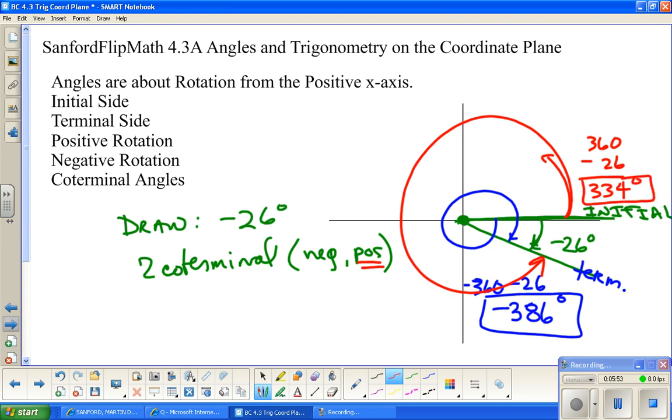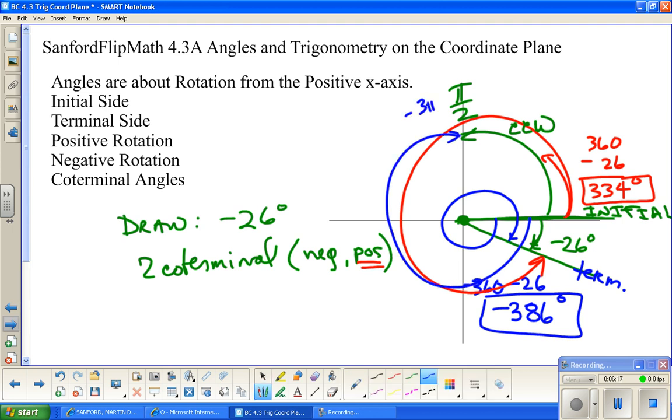Okay, all right. So that's what we're talking about in terms of going forward or backwards, positive or negative. Probably worth noting that I can also do all of this in radians. So for instance, I could rotate pi over 2 counterclockwise, or I could rotate negative 3 pi over 2, and those are coterminal as well. Okay? So again, pi over 2 is 180 over 2, so that's 90.